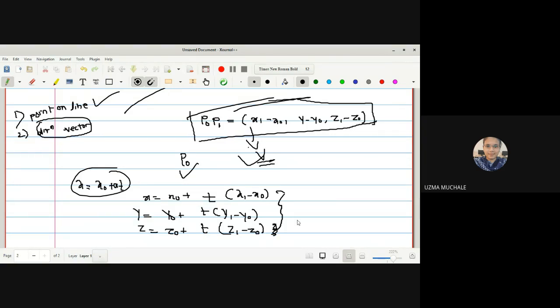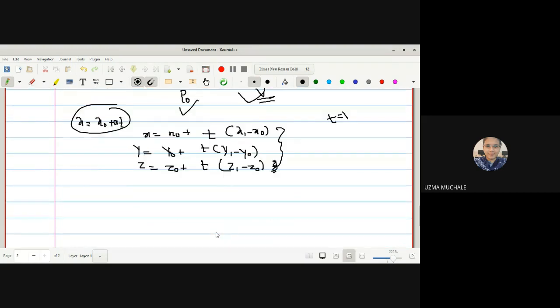Again, what will happen for t equal to 0? This P0 and P1 both are coinciding. What will happen if t equal to 1? Can anyone tell me what will happen for t equal to 1? Calculate it and tell me fast.